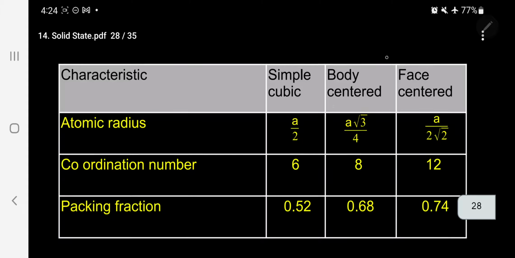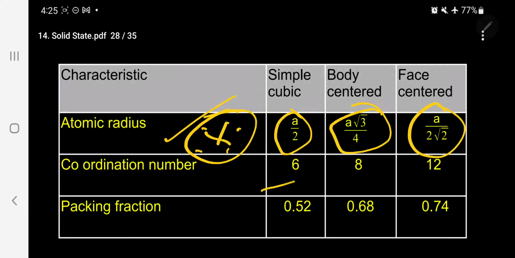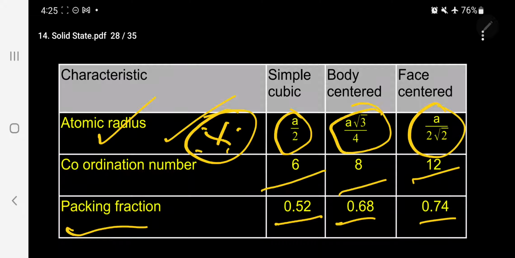Anyhow, let me give you some additional information. Coordination number is 6 for simple cubic, 8 for body centered, 12 for face centered. Packing fraction, that is the volume of atoms divided by the volume of space available: 0.52 for simple cubic, 0.68 for body centered, 0.74 for face centered. But we will concentrate only on the atomic radius. If it is simple cubic, a by 2; if body centered, a root 3 by 4; face centered, a by 2 root 2.